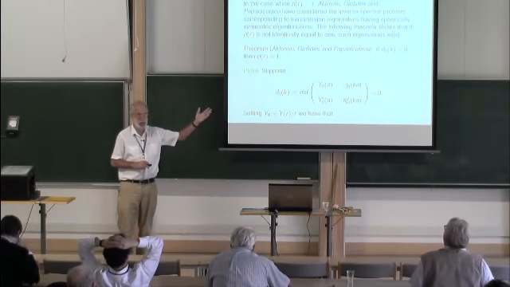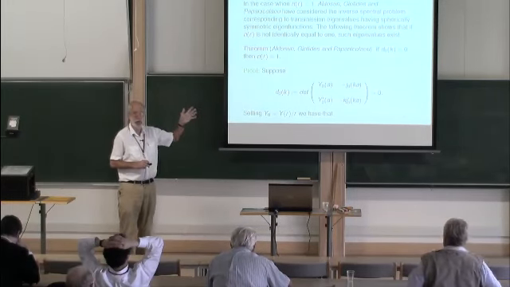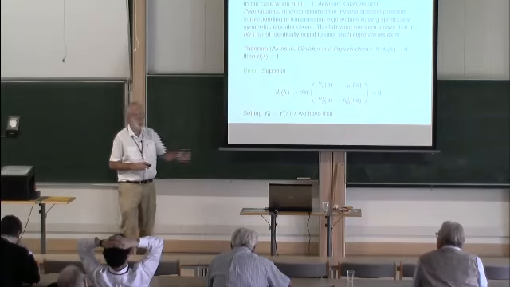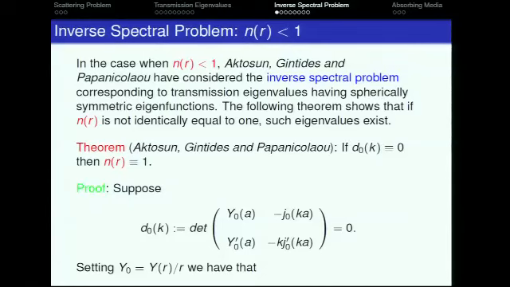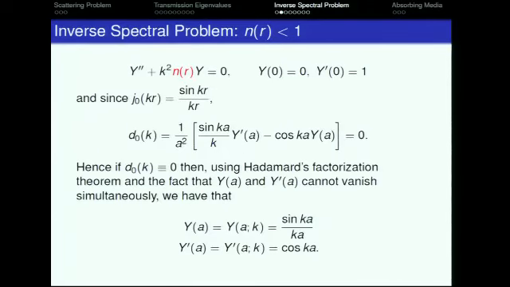So this is basically saying that axisymmetric transmission eigenvalues exist. And the proof is kind of nice. Suppose this determinant is 0, and then you set y equals y0 over r, and then you get that y double prime plus k squared n of r y equals 0, and these initial conditions. And since the spherical Bessel function is sine kr over kr, d0k in fact is this.